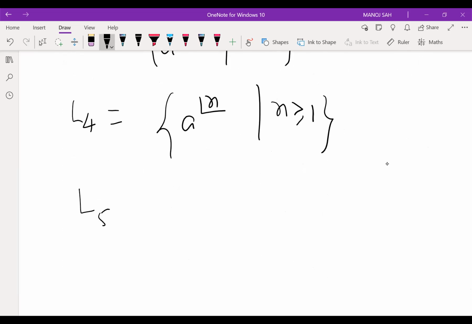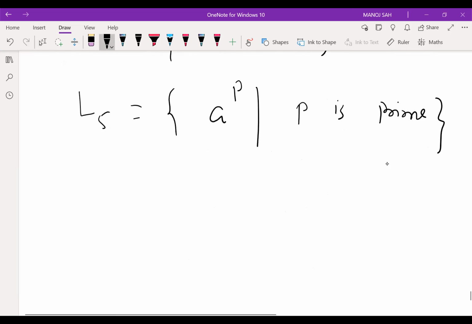Then you see L5. Okay, so in L5 you see a to the power p, and p is prime. So L5 is a to the power p, where p is prime.